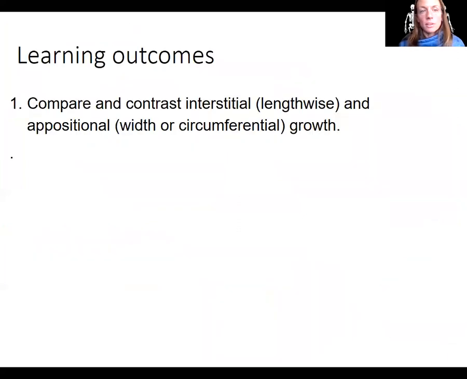So the learning outcome for this was to compare and contrast interstitial, which is lengthwise, so long bone growth. Interstitial refers to within the bone itself, within the tissue. So interstitial means in the tissue. And appositional, so this is width or circumference growth. The terms for this one, I believe, were all words you had used before. So be sure to use your general bone and anatomy terminology when you talk about these two types of growth.